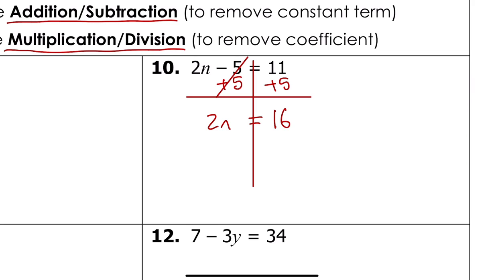Opposite of multiplication will be division. So let's divide by 2 on both sides. These 2's will leave us with n equals 16 divided by 2. That's going to be 8. So then our answer will be n equals 8.